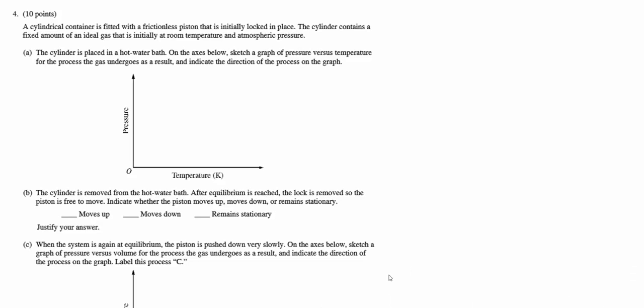Okay, this is question number 4 from the 2012 AP Physics B exam, and it is primarily a thermodynamics problem. We've got a cylindrical container fitted with a frictionless piston that's initially locked in place. The container has a fixed amount of gas initially at room temperature and atmospheric pressure. We're going to take that cylinder, place it in a hot water bath, and then on the axis below we want to graph the pressure versus temperature for the process the gas undergoes as a result, and then indicate the direction of that process in the graph.